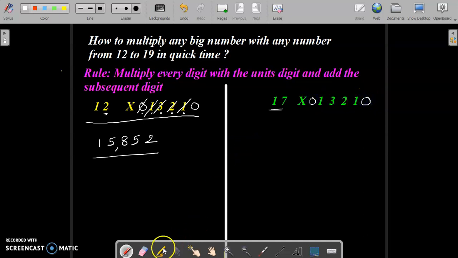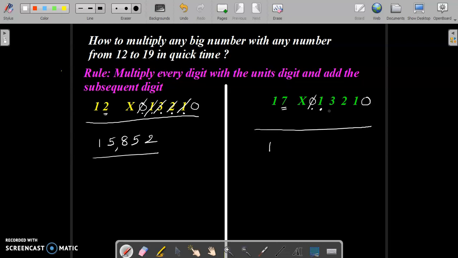Now the units place is here, 7. So as the rule says, we have to multiply every digit with 7 and add the subsequent digit. So starting with 0. So I will write the answer here. 7 zeros is 0. If you add 1 to the 0, you are getting 1. Now cancel this 0 because we have multiplied 0. Now 7 multiplied by 1. 7 ones are 7. If you add 3, you are getting 10.